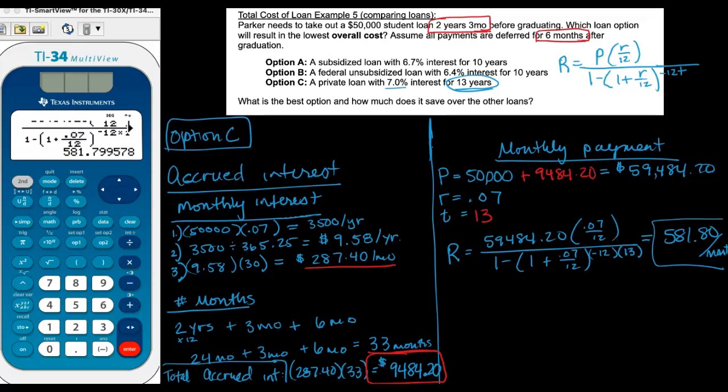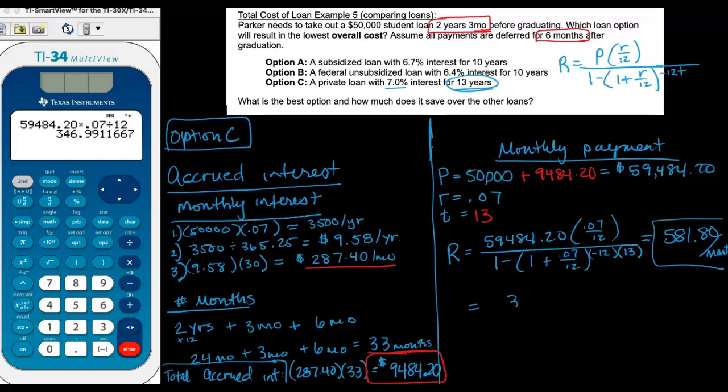And then real quick, and feel free to fast forward this if you were okay with how I did it the last time, but I just want to write this out in case you want to see how to do this with a different calculator. You would just take that principal times 0.07 divided by 12 and get the numerator.